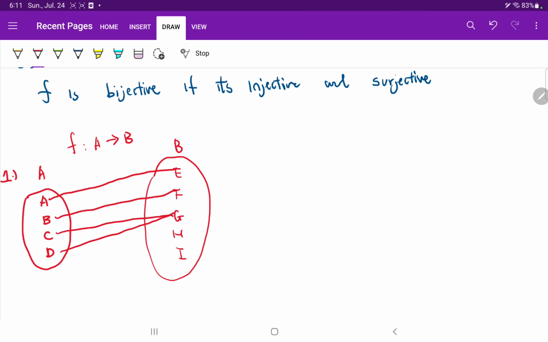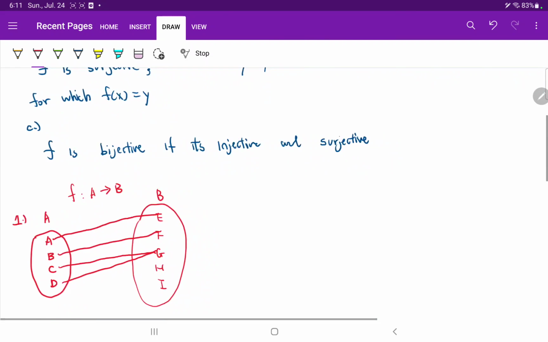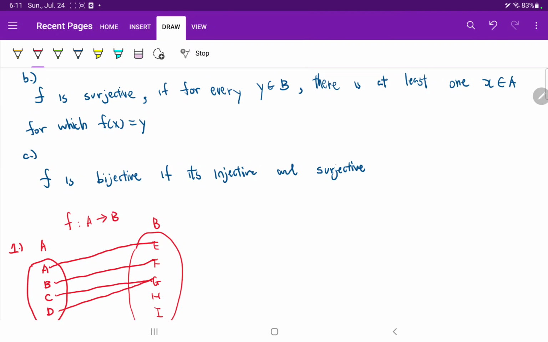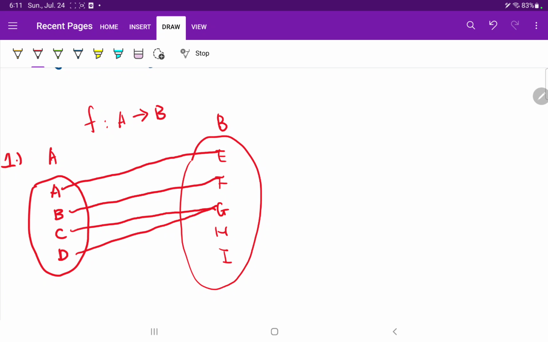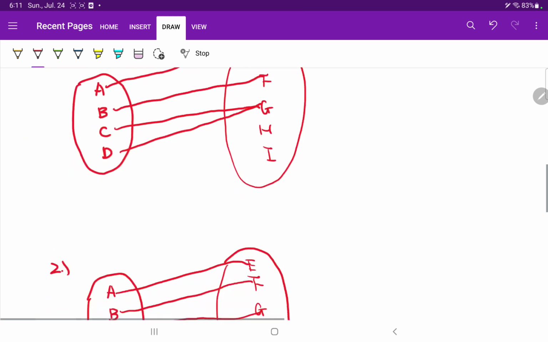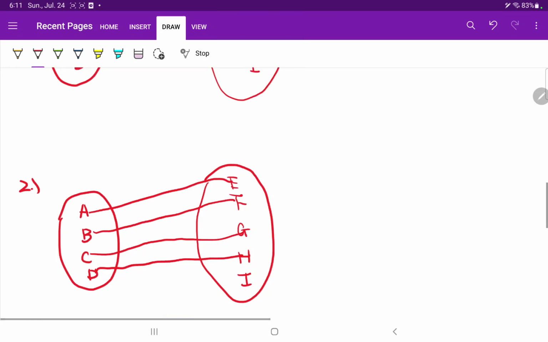What about surjective? What surjective says is that for every y in B, there is at least one x in A for which f(x) equals y. And is that the case? No, because as you can see in our codomain, H and I don't have a corresponding element x in the domain, right? So not every element in B has a corresponding element in A. So therefore that is not surjective. So it's neither surjective nor injective. That's number one. And let's take a look at number two.